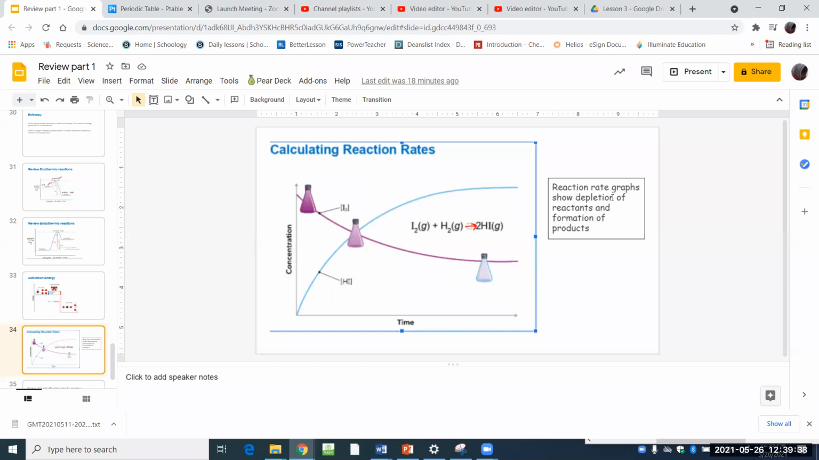And a formal way of saying this is the depletion of reactants and the formation of products. So depletion of reactants, formation of products. Okay, and this is concentration over time. That's usually how we measure rates.